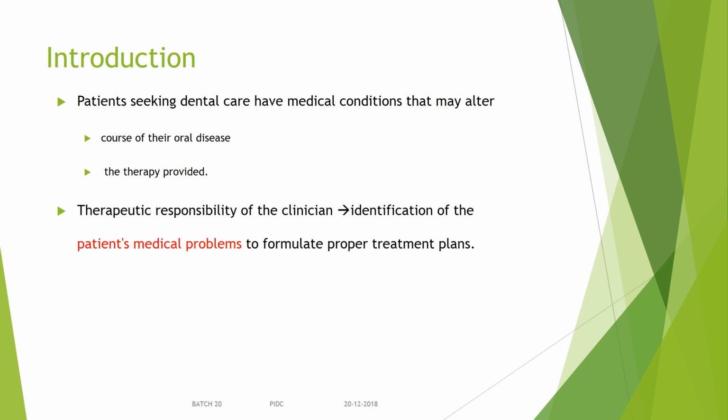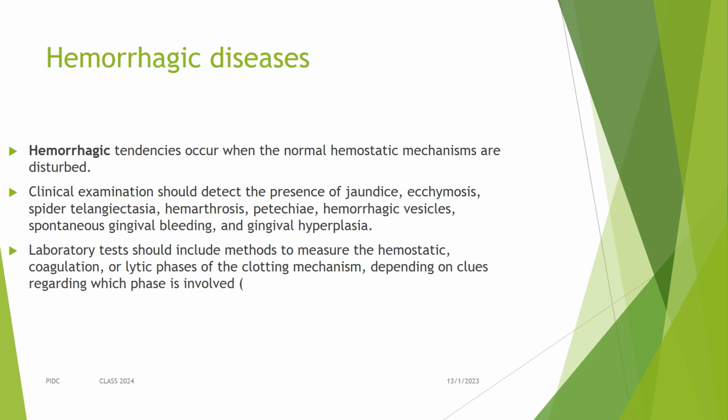So, to start with, patients seeking dental care have medical conditions that may alter the course of their disease and the therapy provided. The therapeutic responsibility of the clinician includes identification of the patient's medical condition to formulate proper treatment plans. So, starting with hemorrhagic diseases, as you know, hemorrhagic tendencies occur when the normal hemostatic mechanisms are disturbed. So, clinical examination should detect the presence of jaundice, ecchymosis, spider telangiectasia, hemarthrosis, petechiae, hemorrhagic vesicles, spontaneous gingival bleeding, and gingival hyperplasia, which tells about these hemorrhagic tendencies.